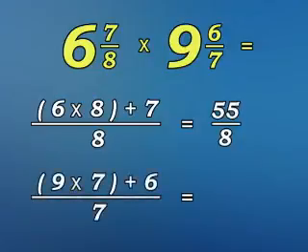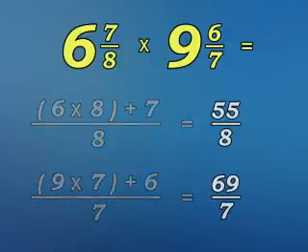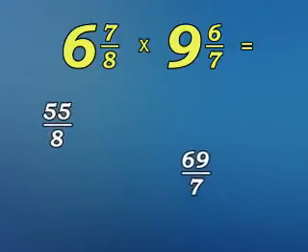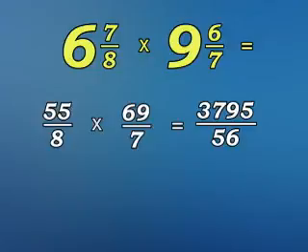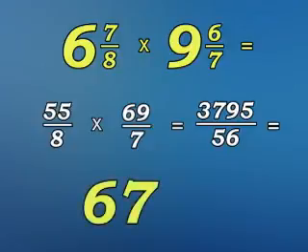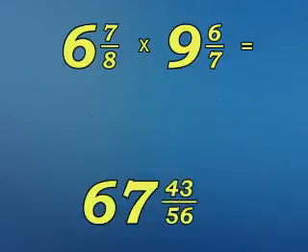9 6/7 becomes 69/7. So now we have 55/8 times 69/7 equals, wow, 3,795/56. How many times does 56 go into 3,795? 67 times, with 43 left over. So the answer becomes 67 43/56.